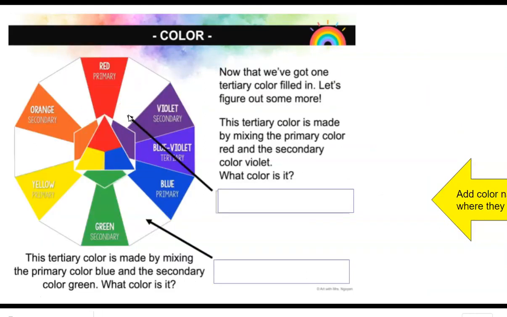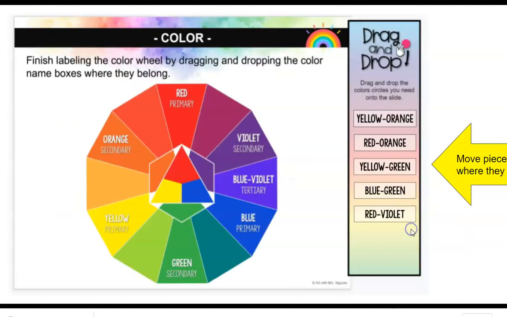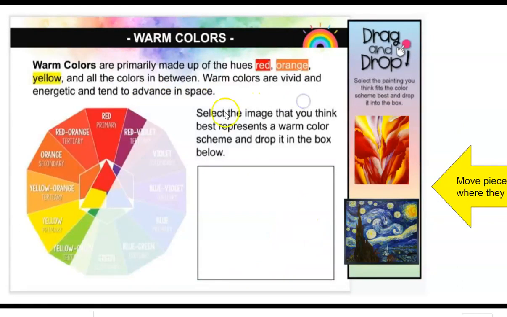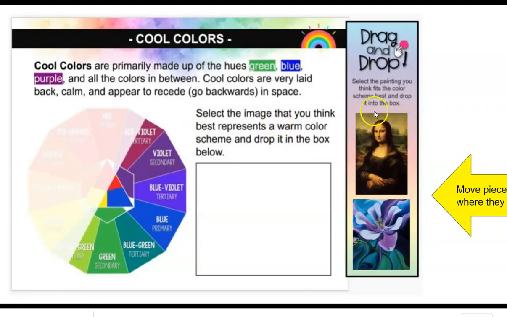On the next slide, you will be typing in the name of the tertiary colors for the ones shown. So in this box, you will type the name based on what you learned, how to name the tertiary colors, and identify what would go there. On this slide, you will drag and drop these to the colors that they belong in on the color wheel. This is a warm colors, and you can see the warm colors are on this side of the color wheel. So which one of these pictures do you see as representing these warm colors? And which one of these pictures do you see representing the cool colors? You will take the picture you believe represents cool and drop it into that box.